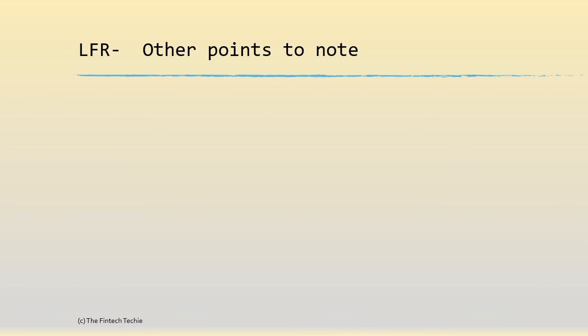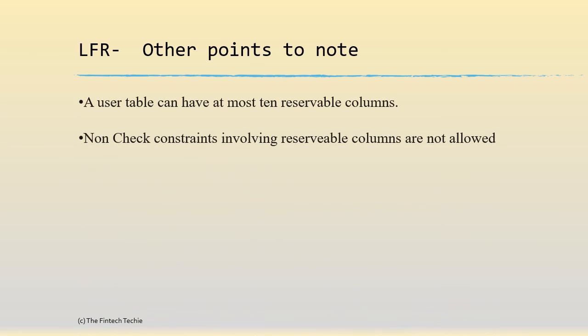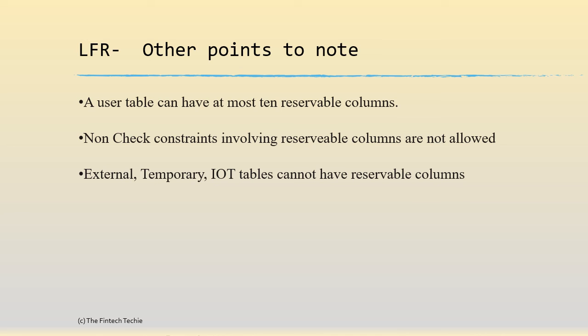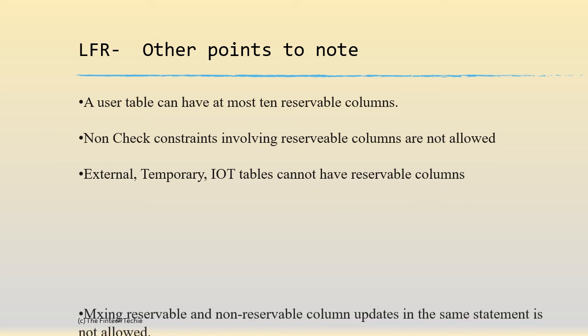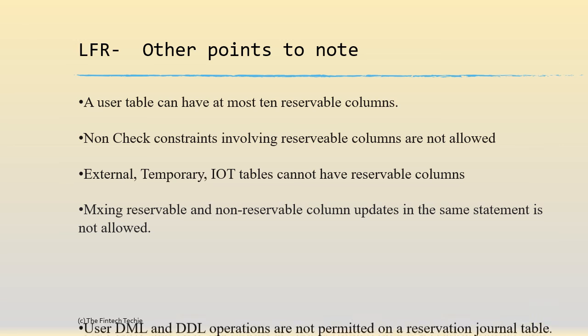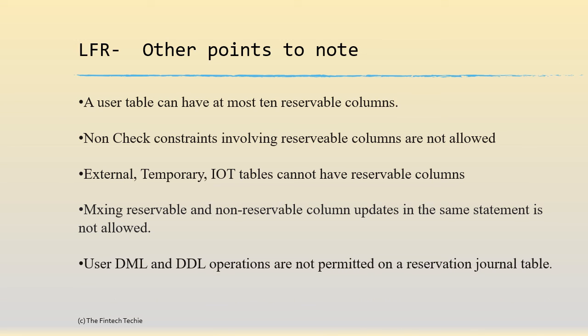Other points which we should note are, number one, a user table cannot have more than 10 reservable columns. Non-check constraints involving reservable columns are not allowed, which means you can only have a check constraint on the balance field in this example. External, temporary and IOT tables cannot have reservable columns. You cannot mix reservable and non-reservable columns in the same update statement. And finally, DML and DDL operations are not permitted on the reservation journal table because that's an internal Oracle table.